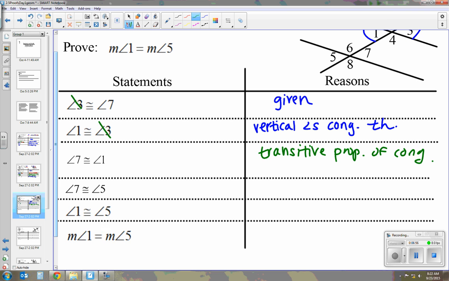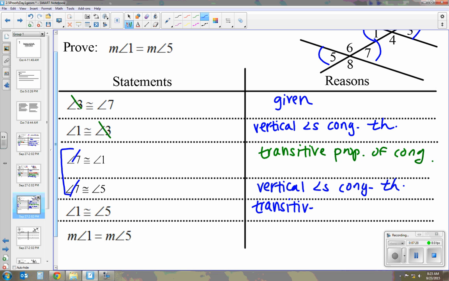Okay, so next up we have angle 7 is congruent to angle 5. Well, let's look back at the picture and see if that helps us. 7 and 5, if you notice, we have vertical angles again. So this is our vertical angles congruence theorem. Okay, and then I have angle 1 is congruent to angle 5. Let's look at the two statements above it. I notice that these 7s are the same, so we can cancel out, and we're left over with angle 1 is congruent to angle 5. And once again, we've used our transitive property of congruence.